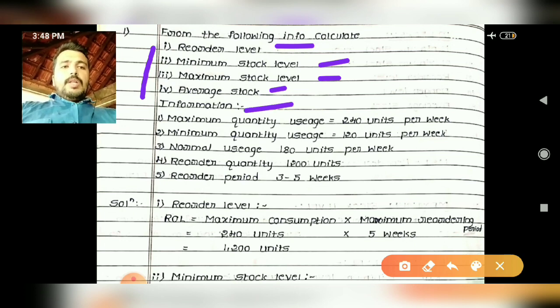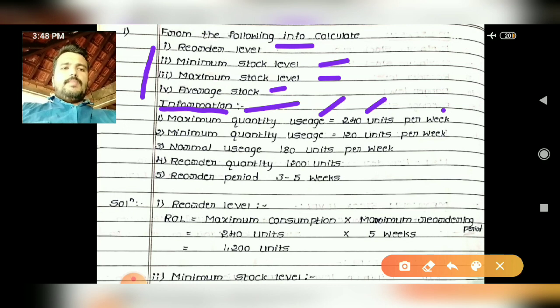So information will be given. Here the information is given. In the examination also a set of information will be given, and based on that you have to calculate these 4 components. First one is maximum quantity usage. This company has some stock related items, and the maximum quantity the company is using is 240 units per week. Yes, note it. This is one important element you need for the calculation.